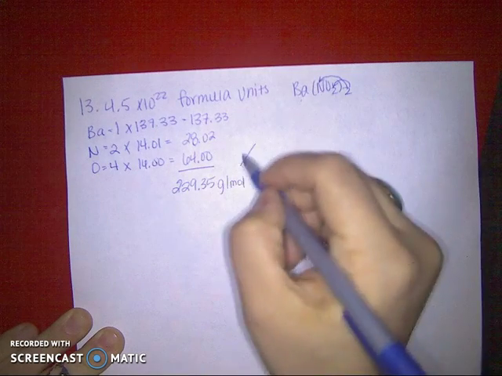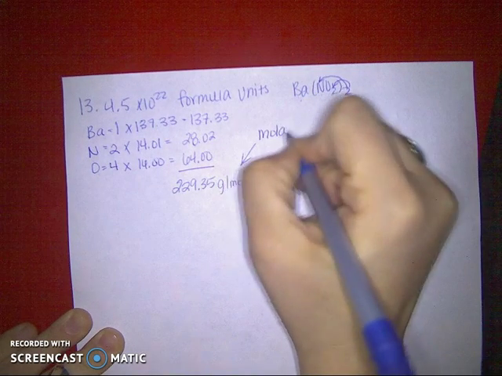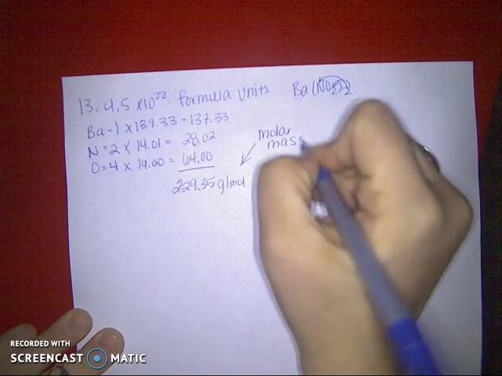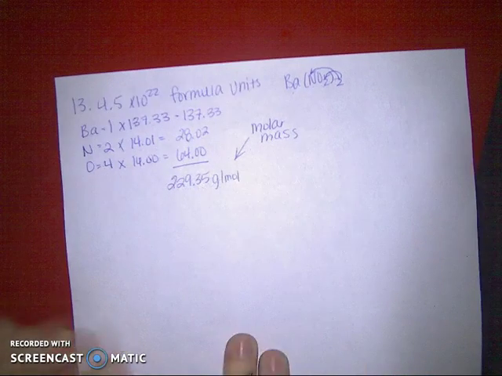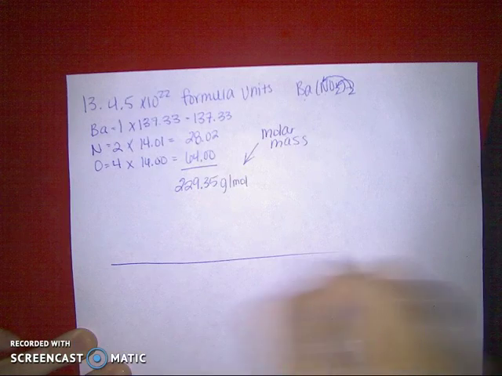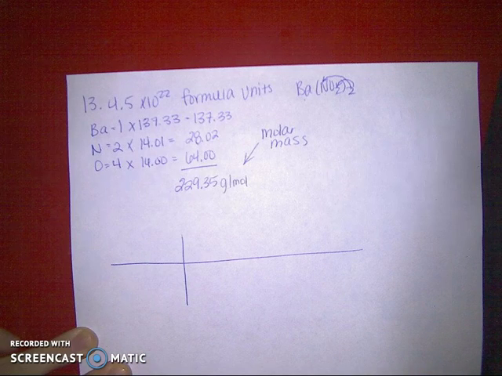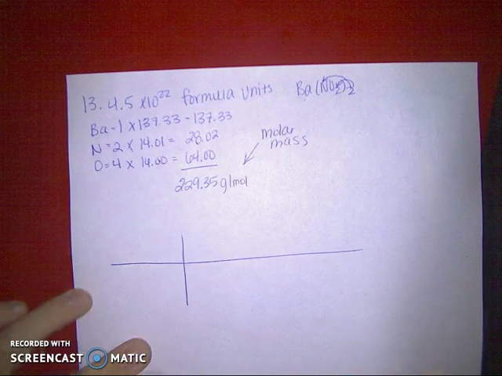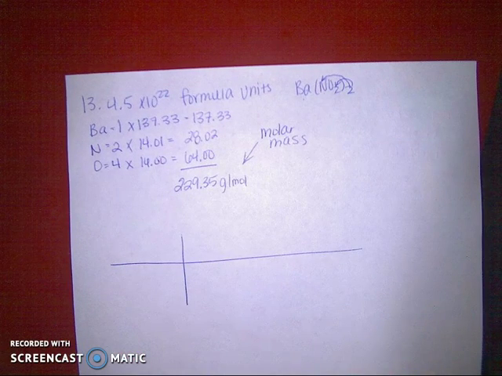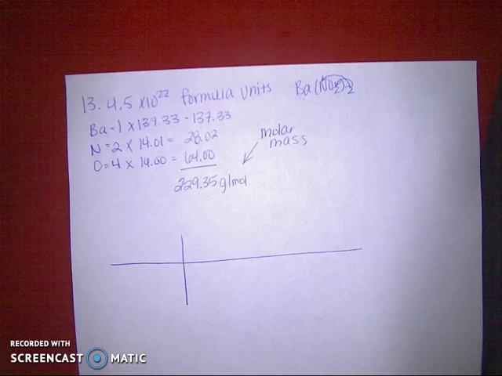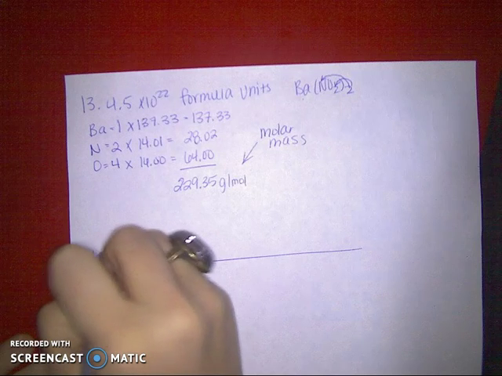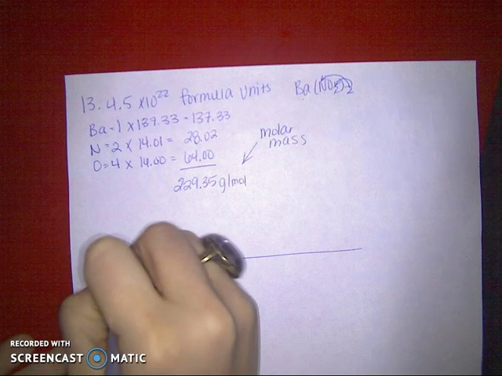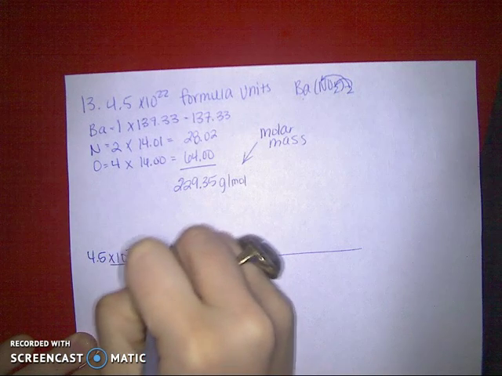After you find the molar mass, you're going to convert. So you're going to start with a T-chart. We're going to start with what we were given. We were given 4.5 times 10 to the 22nd formula units. How do I know that's what I was given? It's because it's the only thing in the problem that has a number with a unit. So I'm going to write it exactly how I see it: 4.5 times 10 to the 22nd formula units.